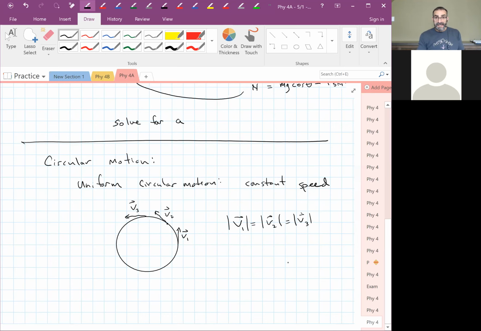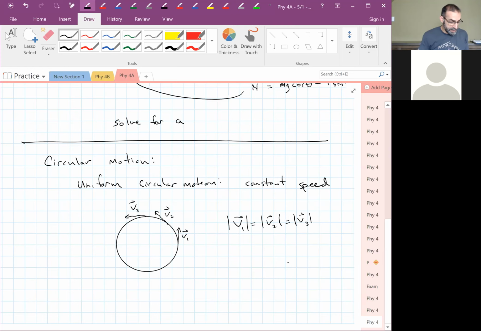But what's the acceleration? Not zero, right? Not zero, because the direction is changing. Anytime velocity is changing, there's acceleration. And in this case, the velocity is changing. The magnitude isn't, but the direction is, right? And velocity is a vector quantity. So if either one of those things changes, velocity changes.